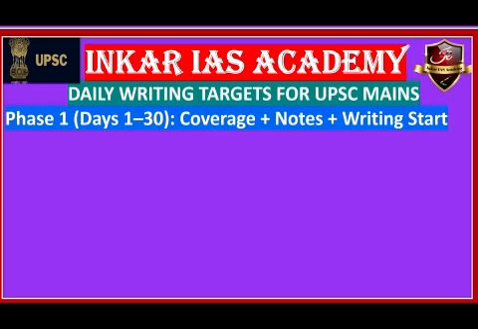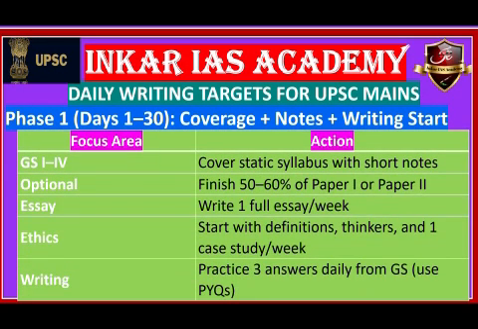In the first phase, that is day 1 to 30, what do you have to cover? First of all, for GS 1 to 4, you have to cover the static syllabus with short notes. For the optional, you have to finish at least 50 to 60% of your paper 1 and also paper 2. For the essay, you have to write one full essay per week. That is important. For ethics, you have to start with the definitions, thinkers, and also the case studies. Every week you have to do it this way, and also write previous year question papers. You have to practice 3 answers daily from the previous year question papers. That is crucial for your first phase.